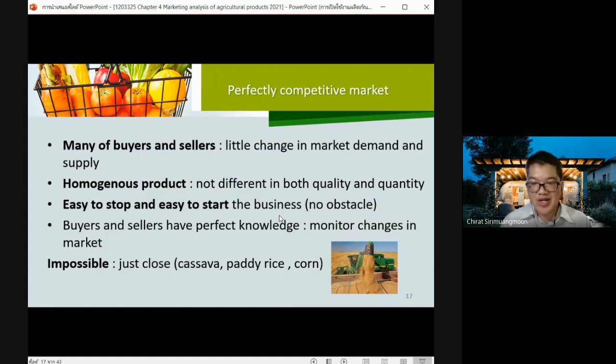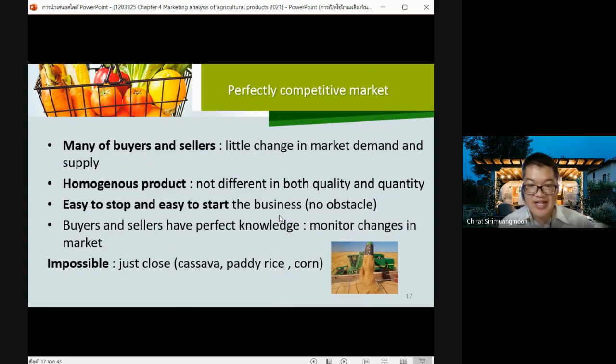And homogeneous product. Normally the product in this type of market seems to be very identical, or the same. So I would say there's no difference in either quality or quantity. And it's easy to stop and easy to start doing the business. Actually, there is no obstacle or block to joining the business. So this is a very good example of a perfectly competitive market.